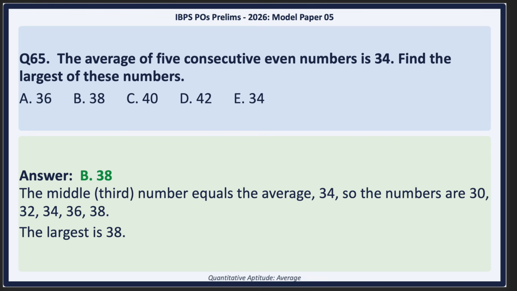Wait, really? You don't need algebra. No algebra needed. The middle number is 34. Counting up by evens, the next is 36, and the largest is 38. Wow. And just like that, you have navigated the entire forest. You made it through all 35 quantitative aptitude questions.